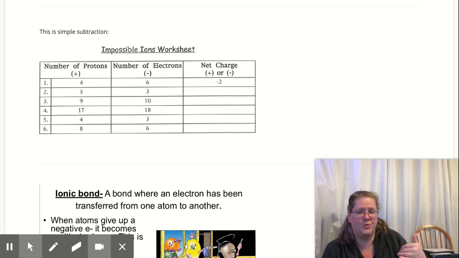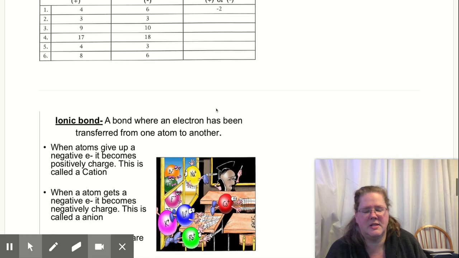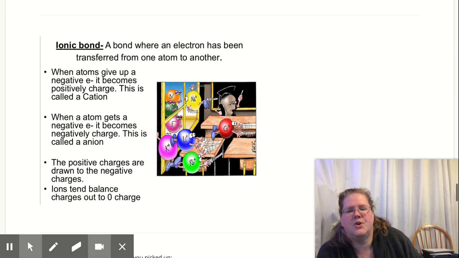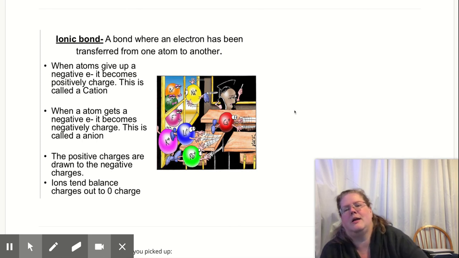This is simple. You should go through. You should be able to do that math. Make sure you fill this out. It's good to do this on paper, and then there'll be an electronic version that you need to go ahead and do. So, some general rules about ionic bonds.